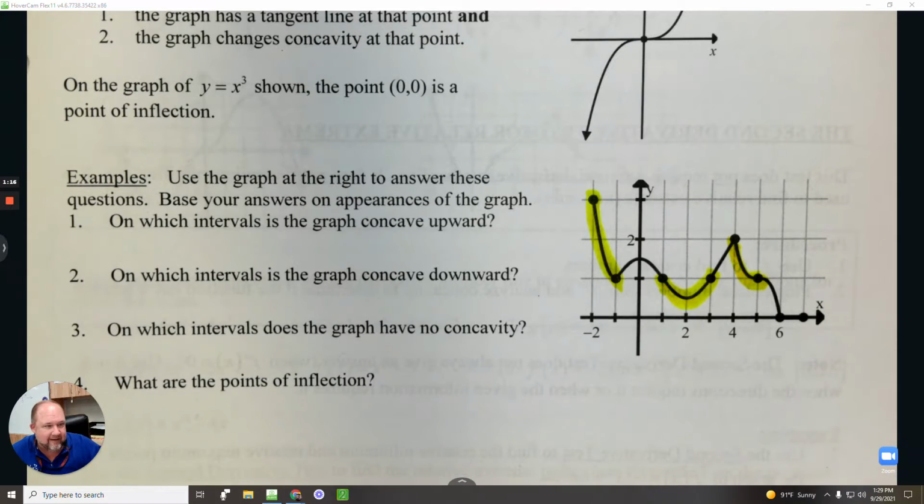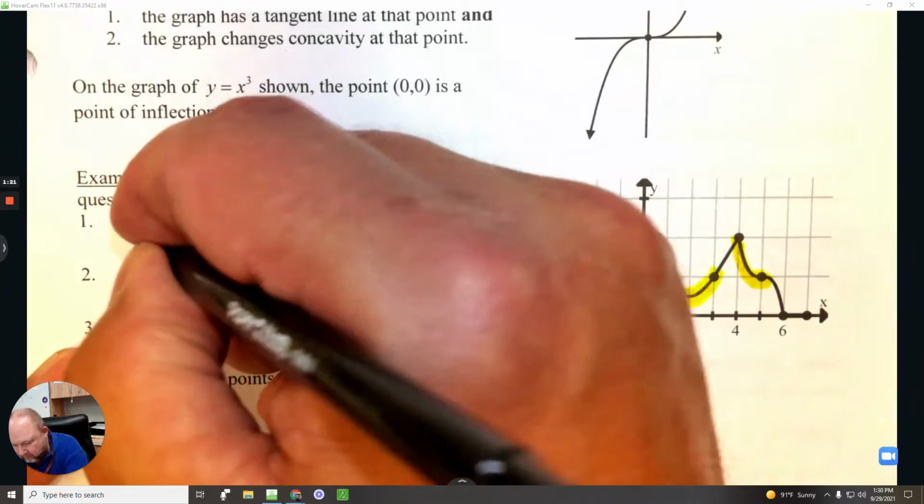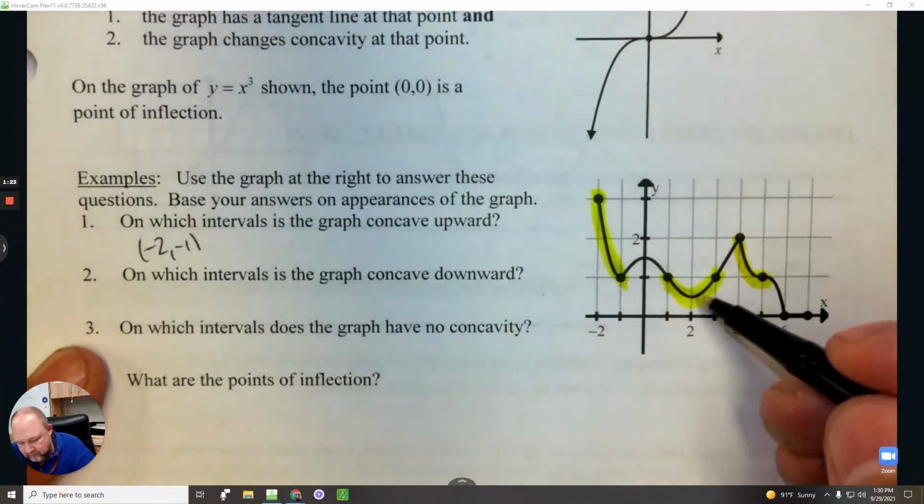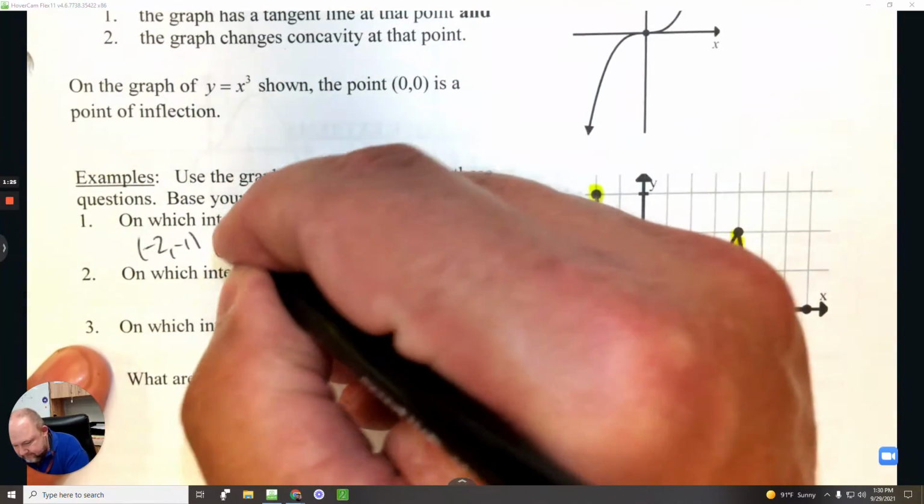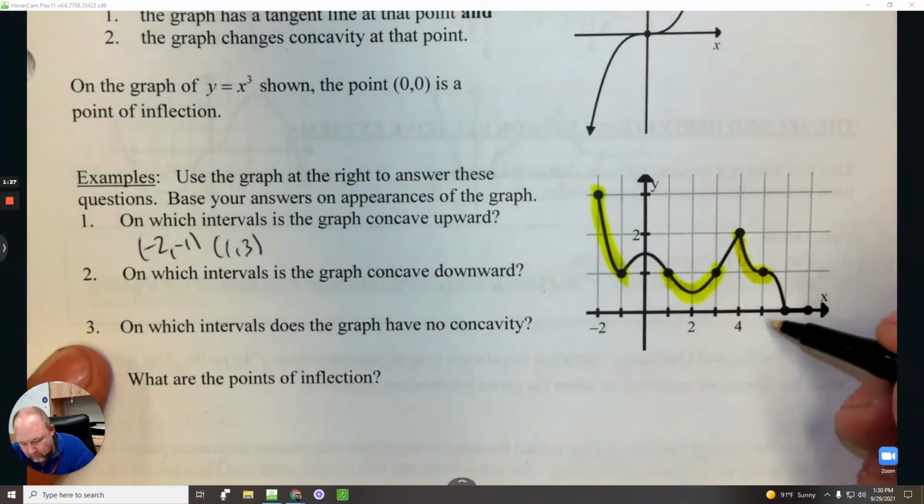And I'm going to write that down. Those are the intervals of concavity up. So that's -2 to -1. That's also 1 to 3. And that's also 4 to 5.